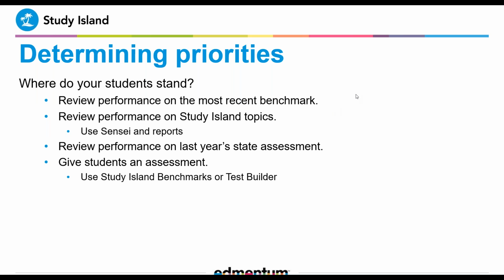So another piece of information that you're going to need to determine your priorities and where you're going to focus your efforts is knowledge of what standards your students have mastered and not mastered. Sounds simple enough, right? There are lots of places you can get this data. Of course, if your district or school has given a recent benchmark that covers all the standards, awesome, because that's going to give you the data that you need, especially if it's been given in the last month or so.